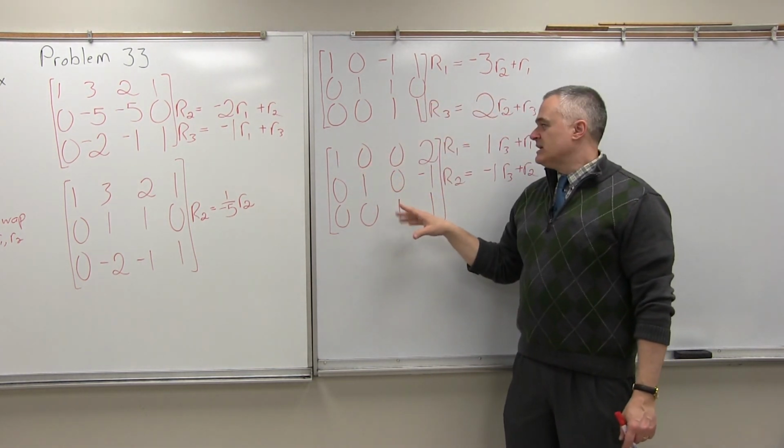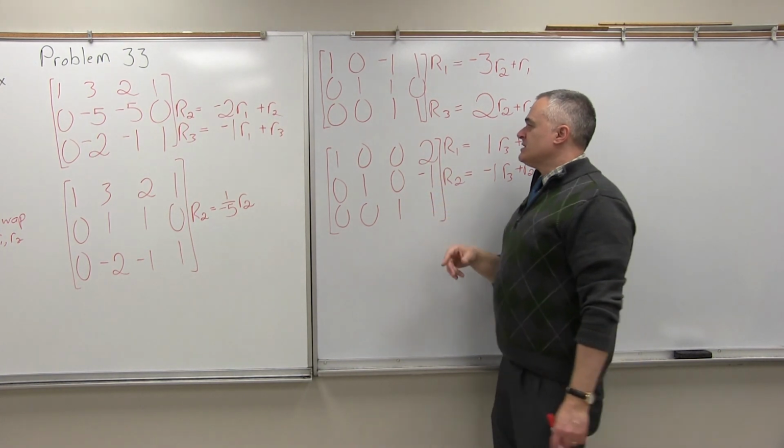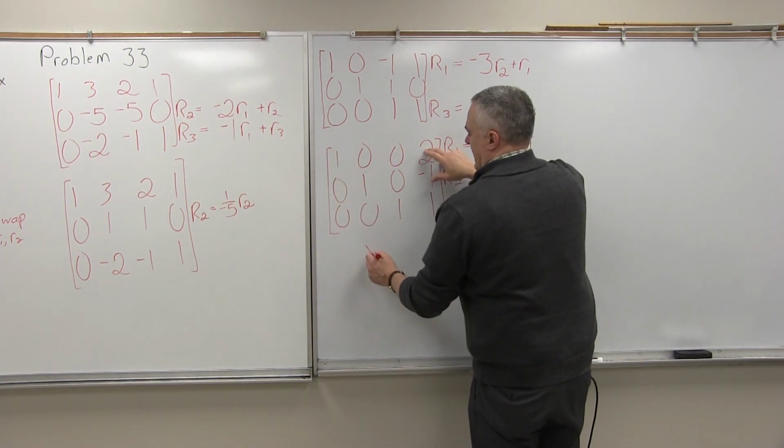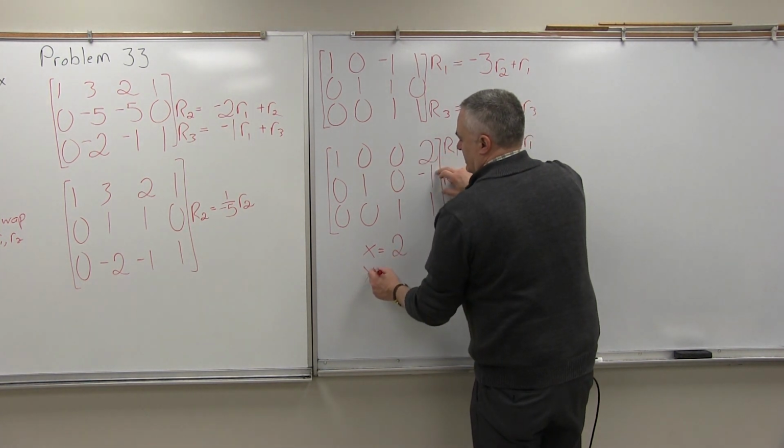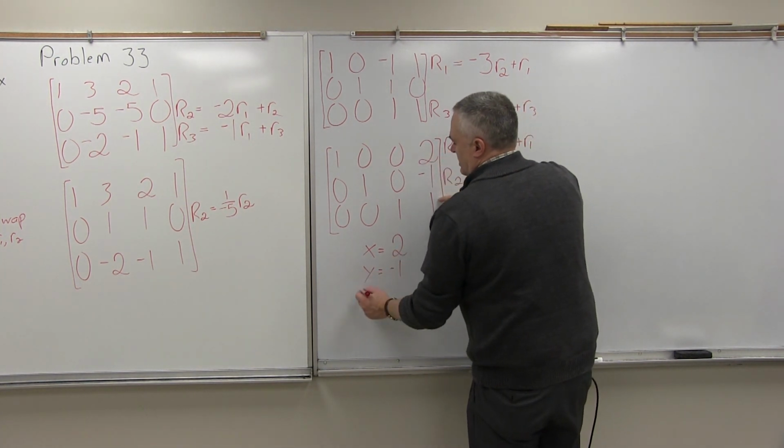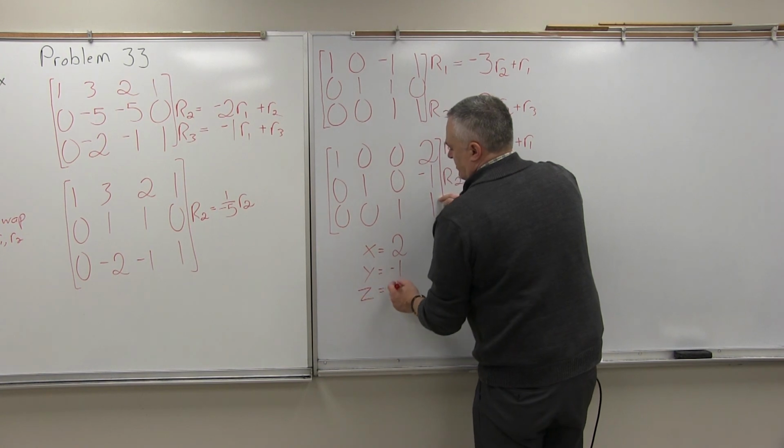I have all the 1s and 0s I need. So the last column tells me my solution. The top row says that x is equal to positive 2. The middle row says y is equal to negative 1. And the bottom row says that z is equal to positive 1.